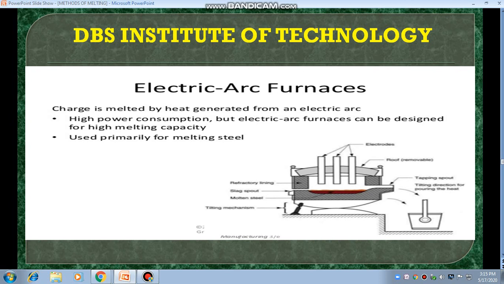This is an electric arc furnace. The charge is melted by heat generated from an electric arc. The source of heating is electricity. Here, electric arc furnaces are designed with high melting capacity. Here, high power electric consumption is used. These furnaces are used primarily for melting steels.